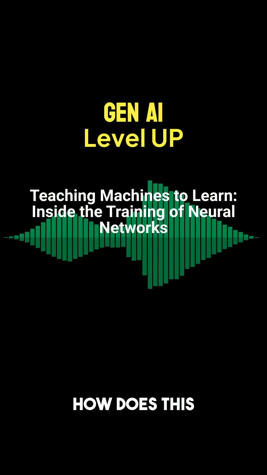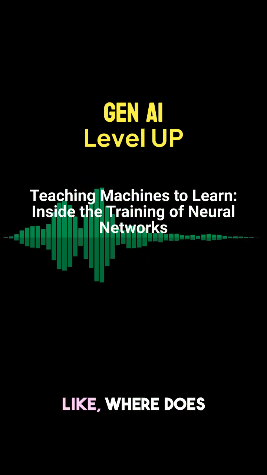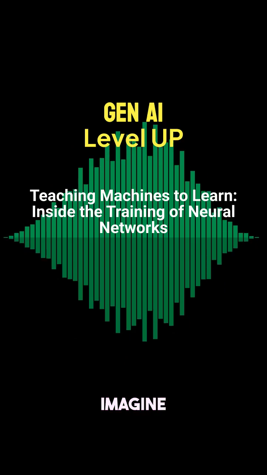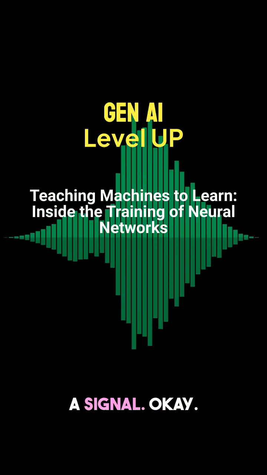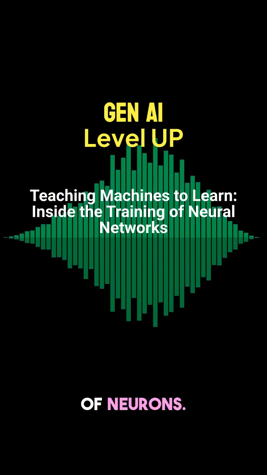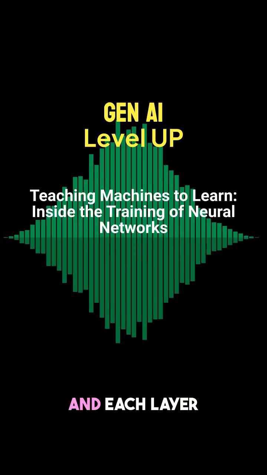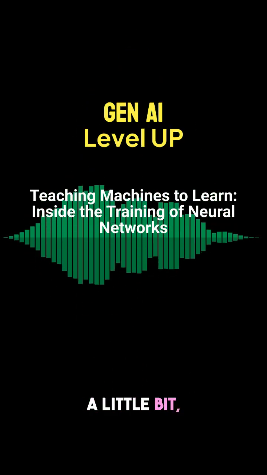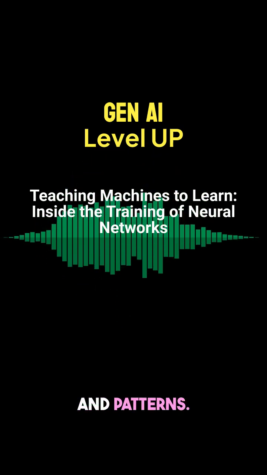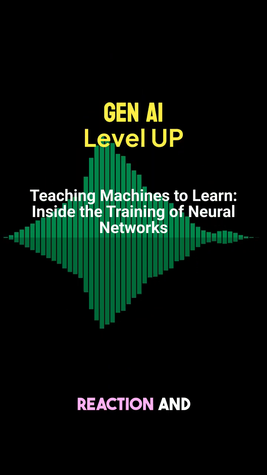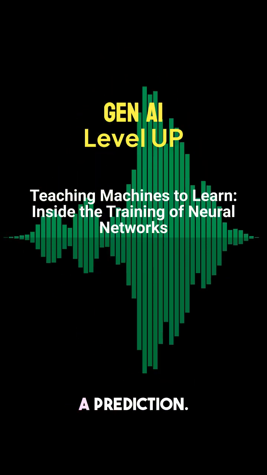So how does this learning process actually happen? Where does it all begin? It all starts with forward propagation. Imagine data flowing through the network like a signal traveling through layers of neurons. So it's like a chain reaction almost. Exactly. Each layer transforms that data a little bit, extracting features and patterns. You start with some input, it goes through this chain reaction, and ends up with some output or a prediction.